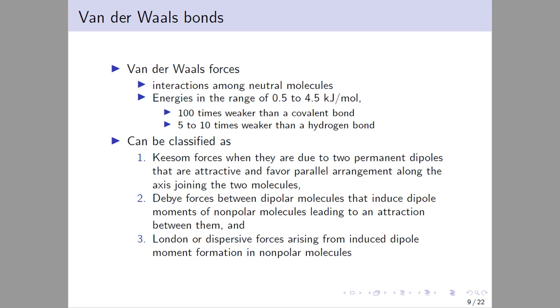Okay, so the next one is the van der Waals bond. The van der Waals force is an interaction among neutral molecules, and its energy is in the range of 0.5 to 4.5 kilojoules per mole, so 100 times weaker than the covalent bond. So it must be cut first before we cut the covalent bond. It is 5 to 10 times weaker than the hydrogen bond. And it can be classified as Keesom force.